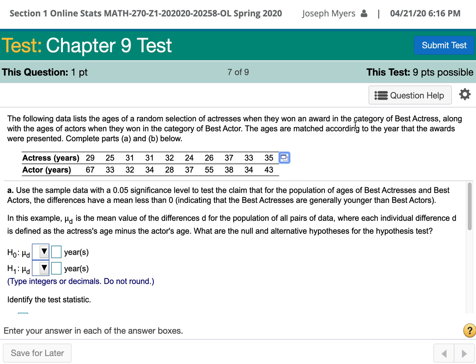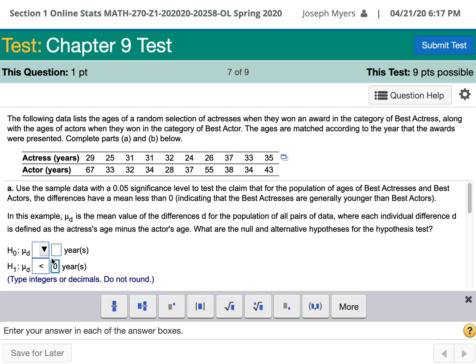It says the ages are matched according to the year that the awards were presented. And test the claim that the differences have a mean less than 0. So that would be the alternative hypothesis. The differences are less than 0. The null hypothesis would have to have an equal sign, so it would be equal to 0.